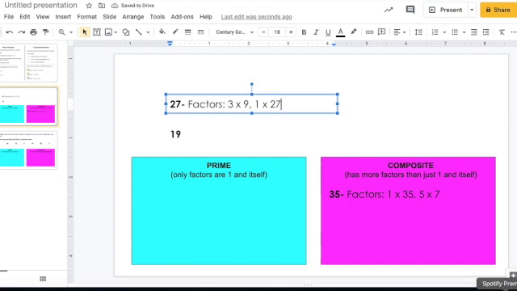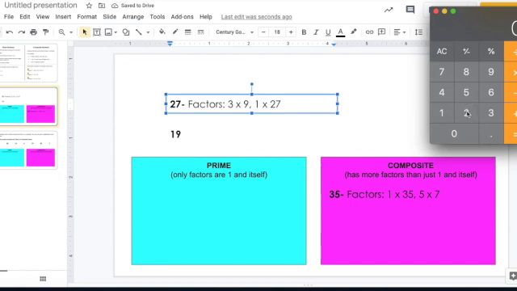I also know that 1 times 27 are factors. And then I can continue with my calculator and keep taking 27 and try and divide it by small numbers. I'm going to try and divide it by 4. Again, I get a decimal, so that doesn't help me. I'm going to clear my calculator. I'm going to take 27 and try to divide it by 5. Again, no go. We have a decimal here that tells me that 5 is not a factor of 27.